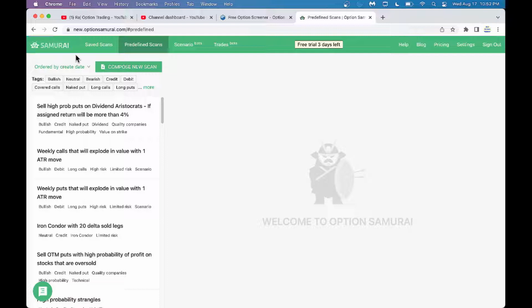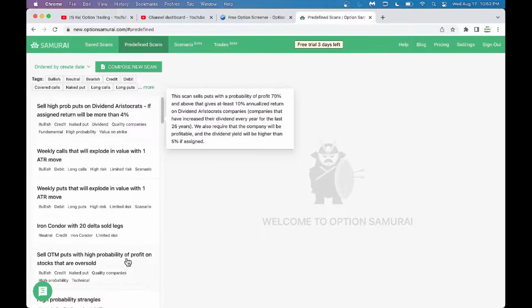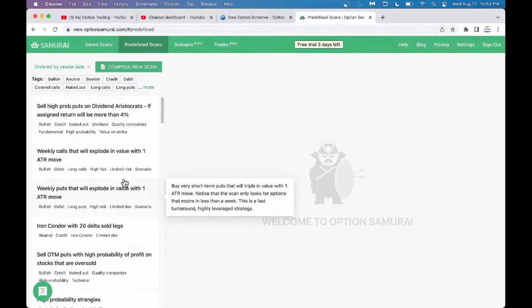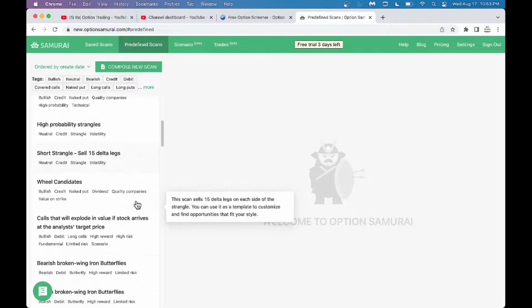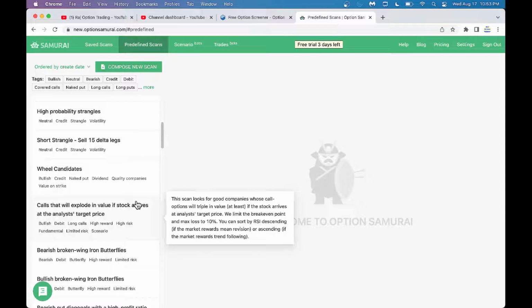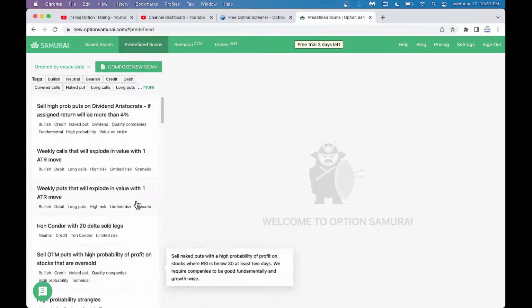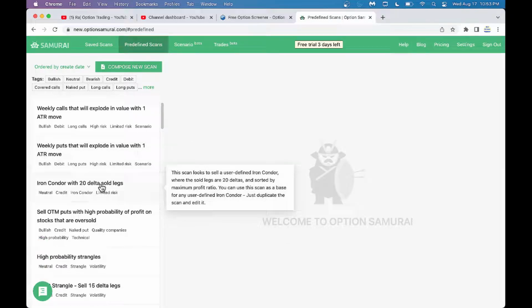Look, it's a very simple tool. As you go into the tool, you'll see two options. One is saved scans, the other one is predefined scans. You could go into predefined scans, and there are a lot of options, as you can see here. Depending on what you want to do, if you're a call buyer, you could go to the bullish and basically buy calls. For a put seller, you could sell puts. And if you want to sell iron condor, you could go right here. There is an iron condor with 20 delta legs. It's a good one to trade.